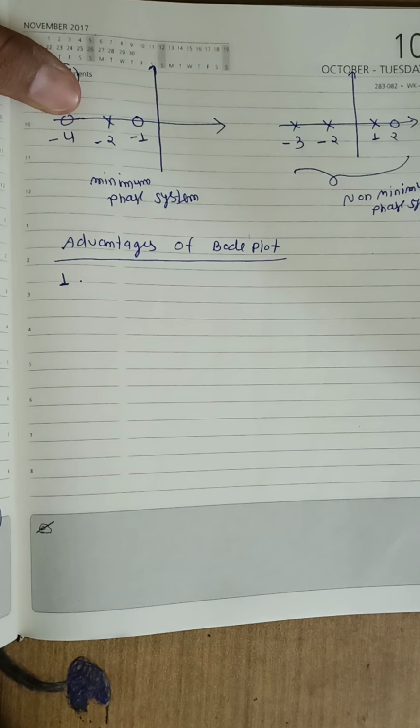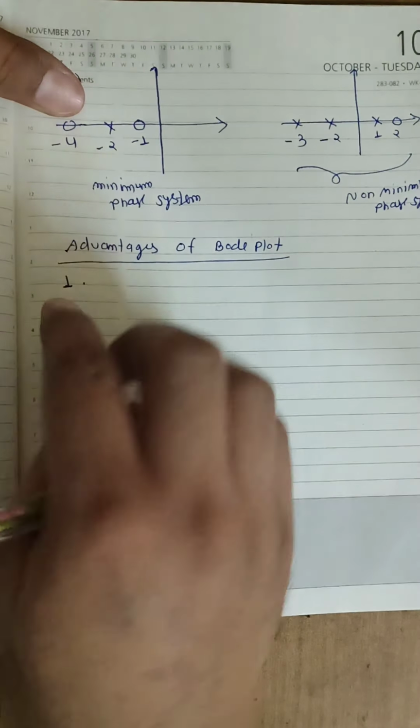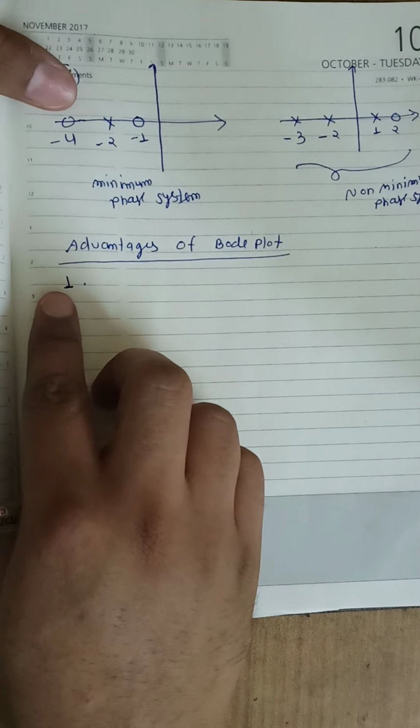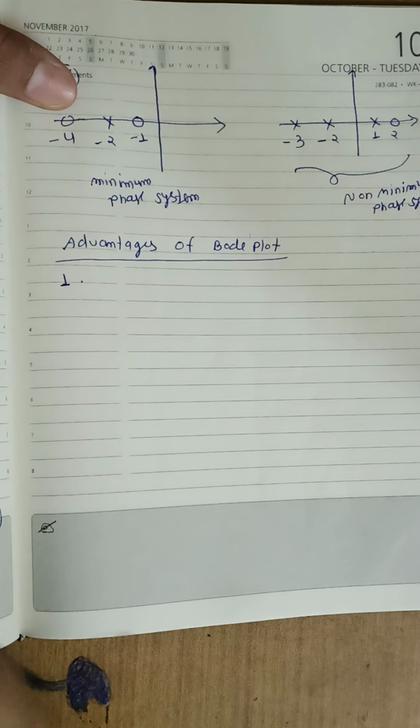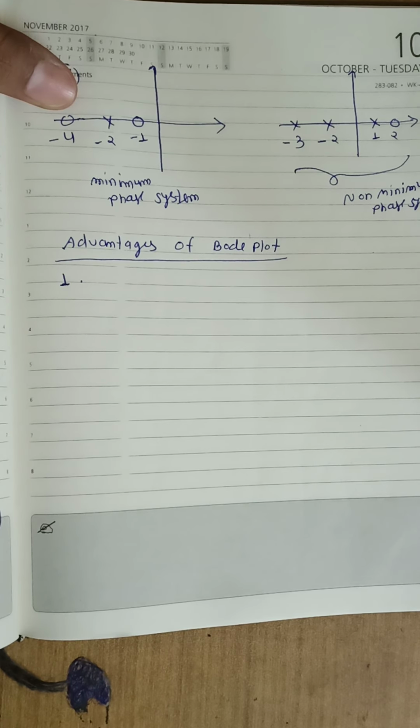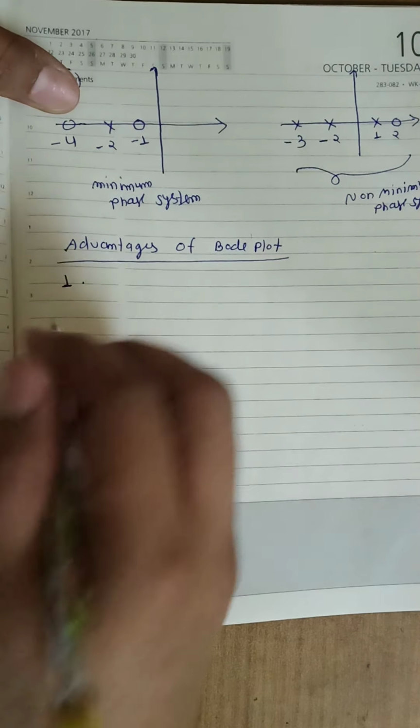Second advantage, we can find gain crossover frequency and phase crossover frequency. First, you can note in your notebook: in the absence of a computer, a Bode diagram or Bode plot can be sketched by approximating the magnitude and phase with straight line segments. That means we can easily draw the Bode plot by the conventional method. After that we can define the stability for the system.